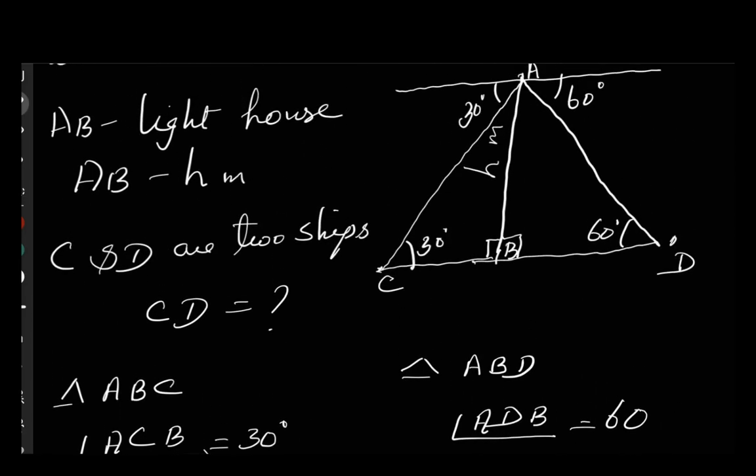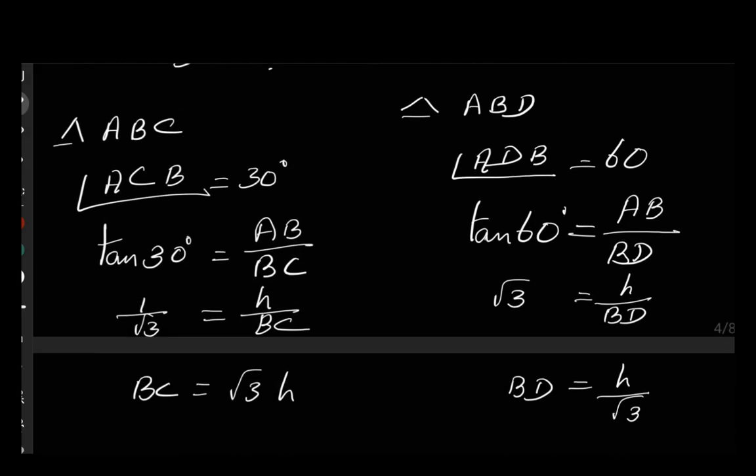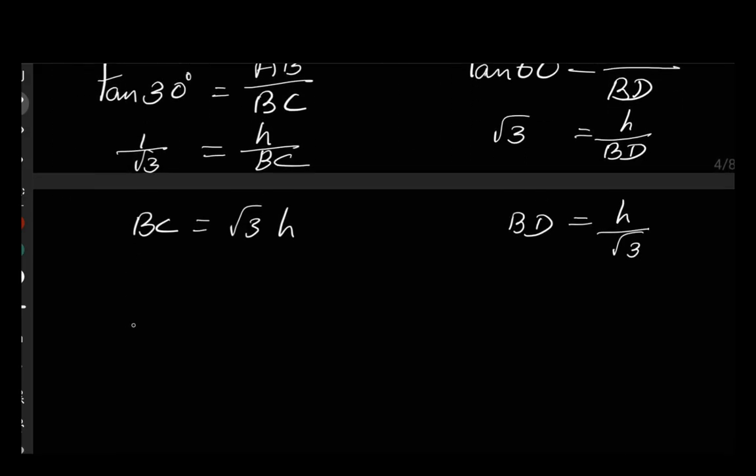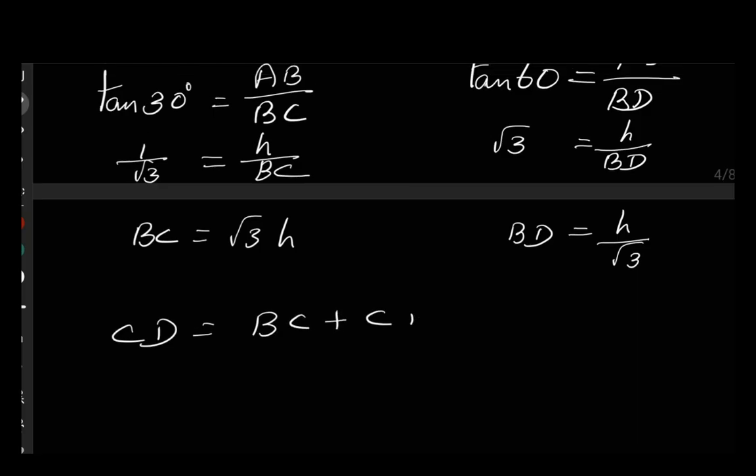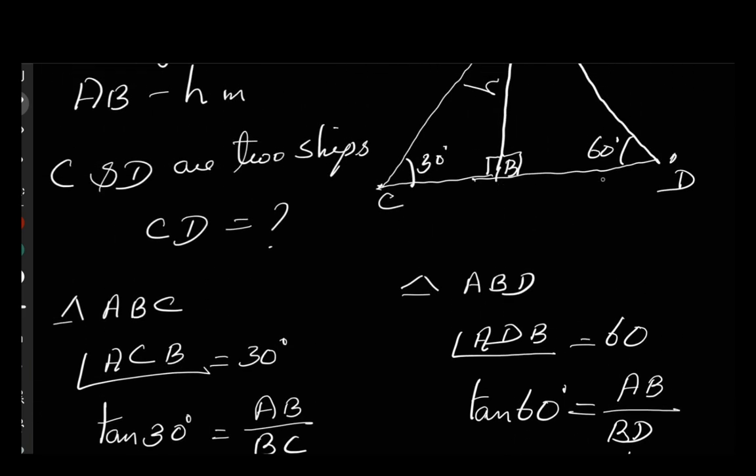You are supposed to find CD. What is CD? CD is BC plus BD.